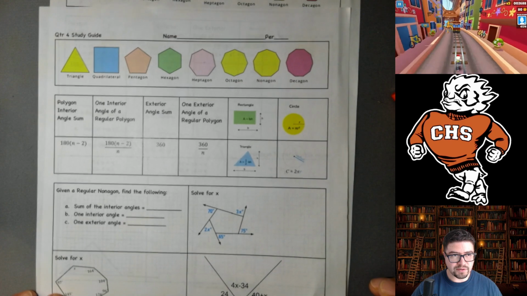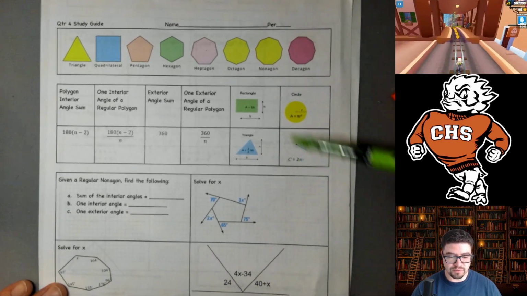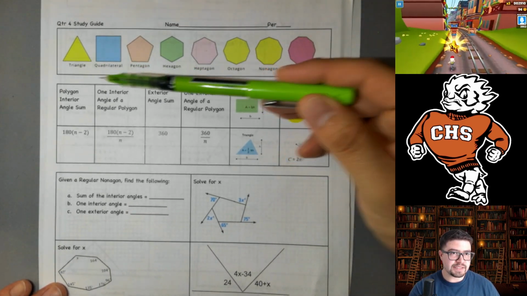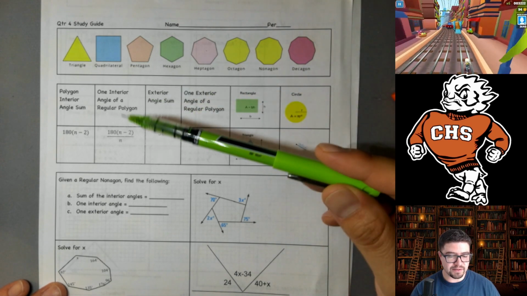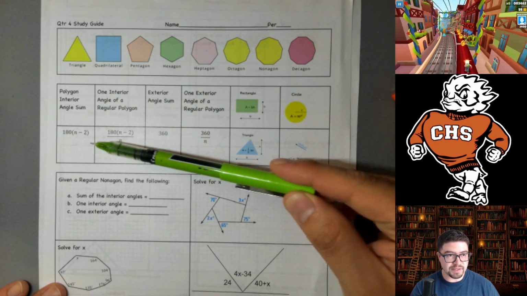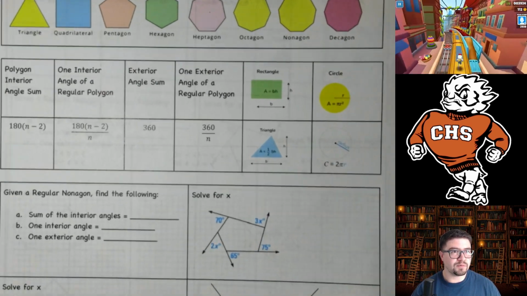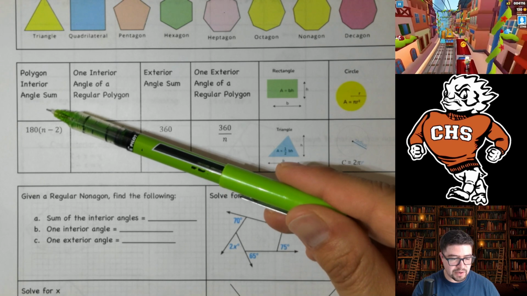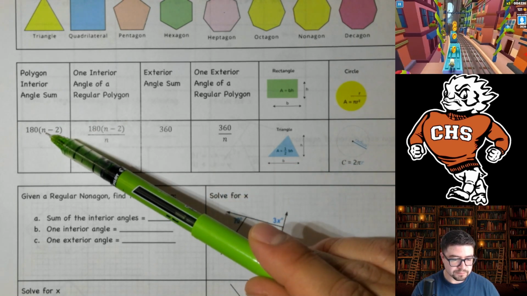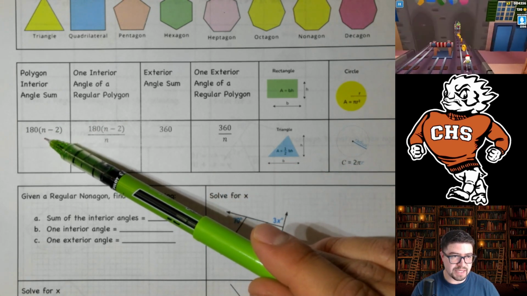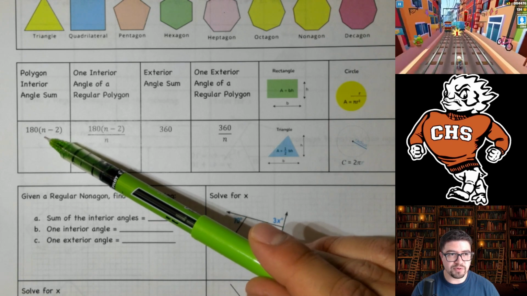So getting started, I just want to bring your attention to the very top of the page. It lists a lot of different polygons. It also lists some formulas that are going to be very helpful for you. So let me zoom in just a little bit more here. We have the interior angle sum of any polygon, 180 times n minus 2. N, remember, is the number of sides.